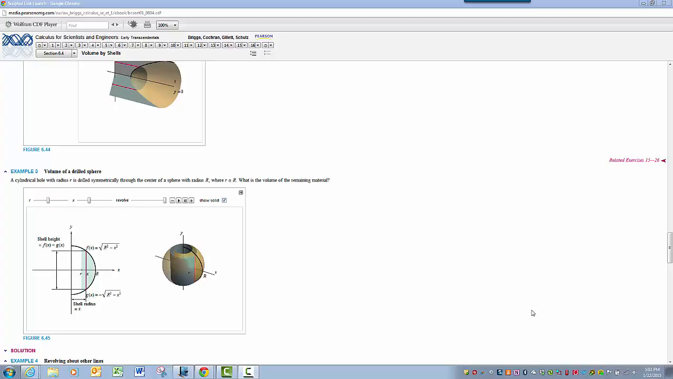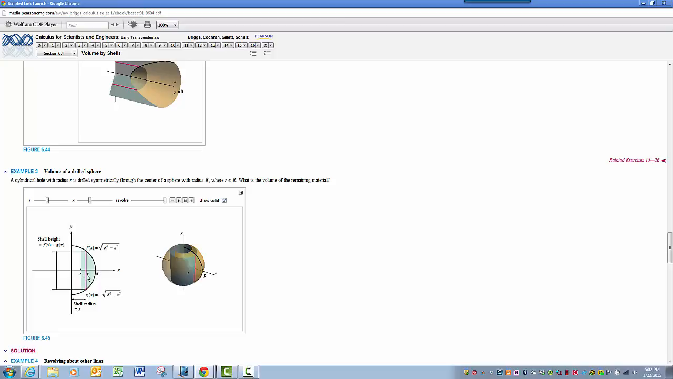This is kind of a cool question. For example, number 3, it says that we want to find the volume of a drilled sphere. And so what we're going to do is take a sphere, any random sphere, with a radius large r. Okay, and then what we're going to do is move the inner radius.